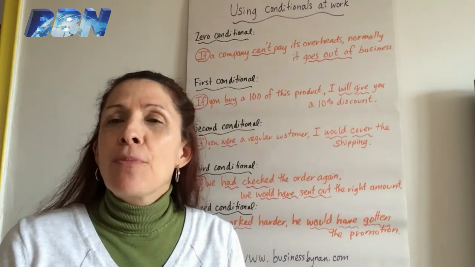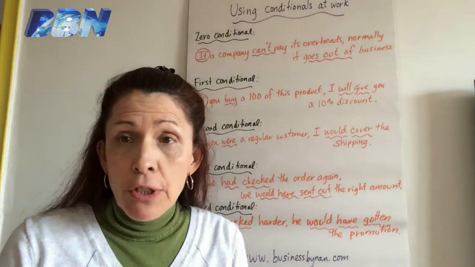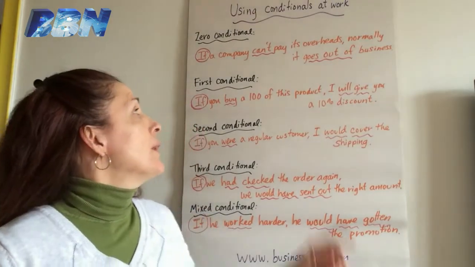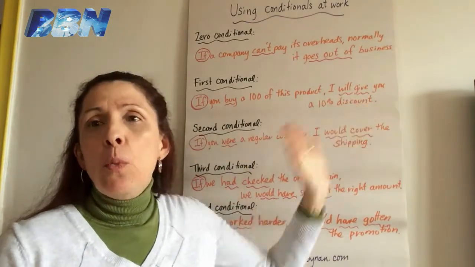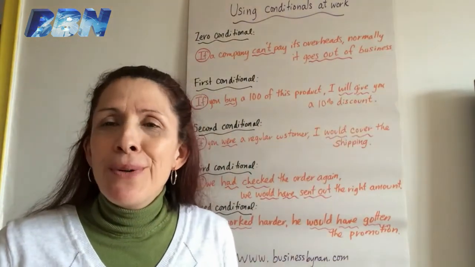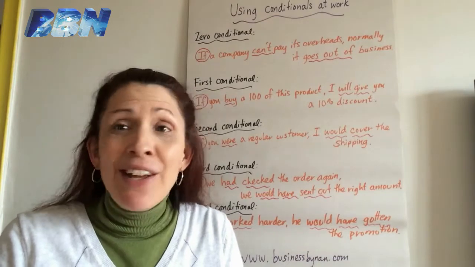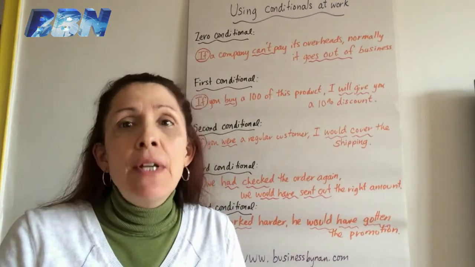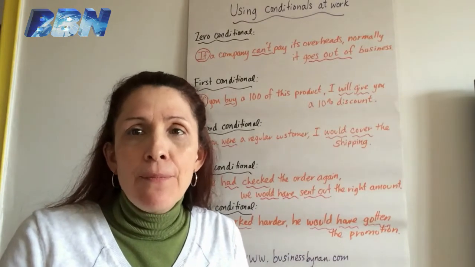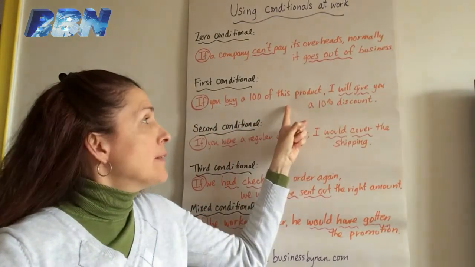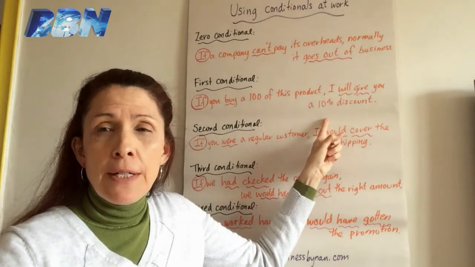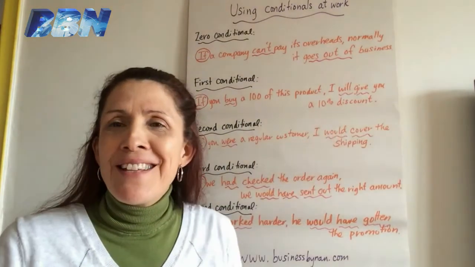The first conditional, which we know, that's the one we use the most, is for something in the future. It's very real. So we use the present simple and then we normally use will. It's possible to use be going to, it's possible to use can or should or have to or the imperative, but will is the most common. If you buy 100 of this product, I will give you a 10% discount. So it sounds like it's a negotiation.